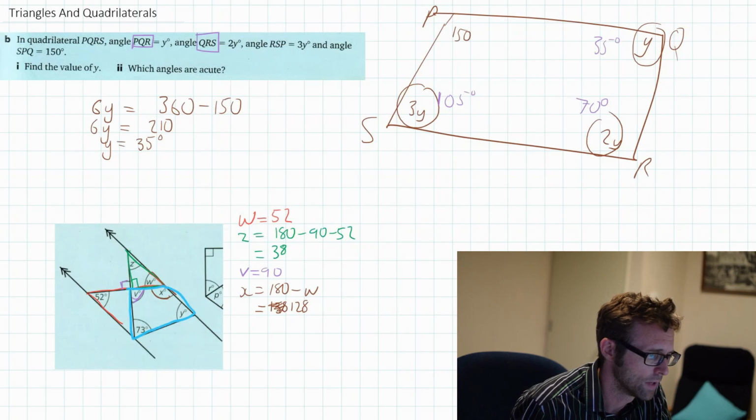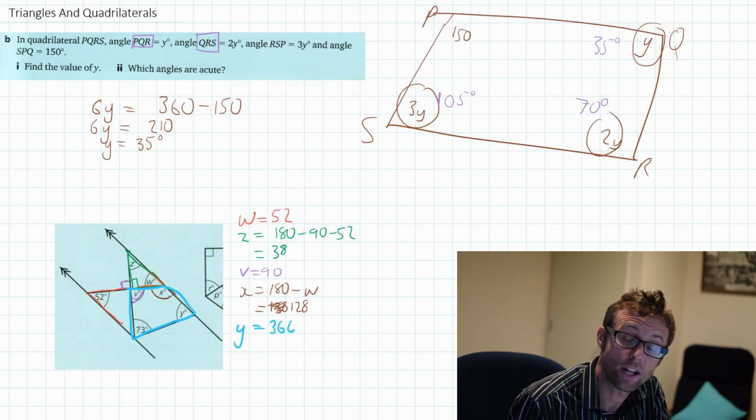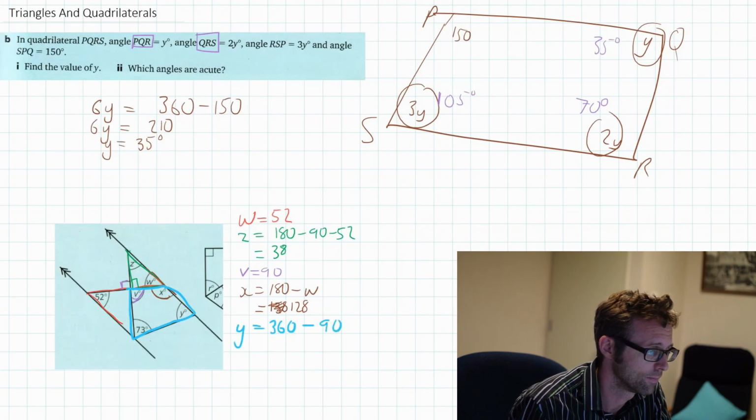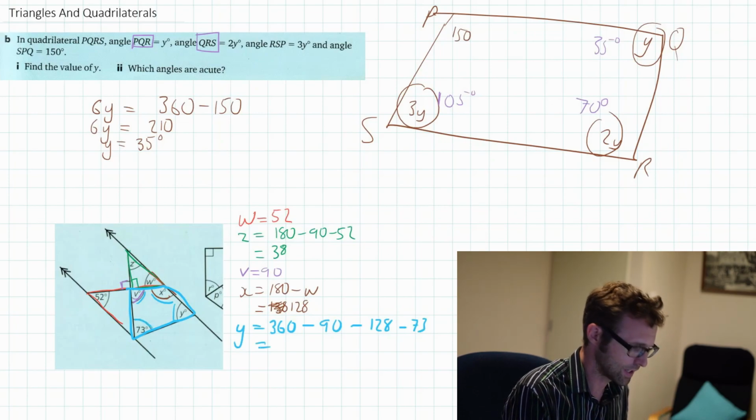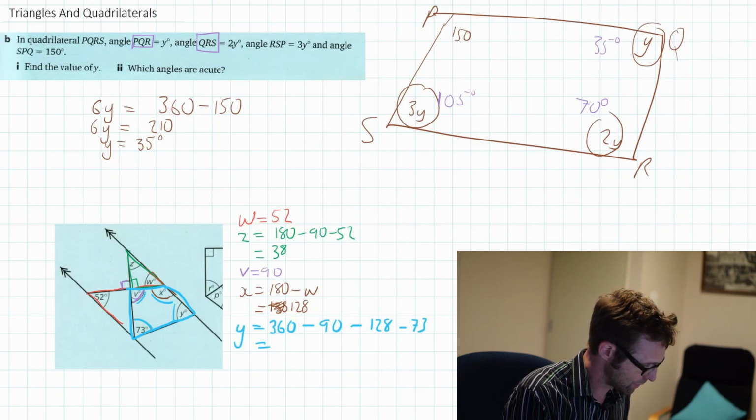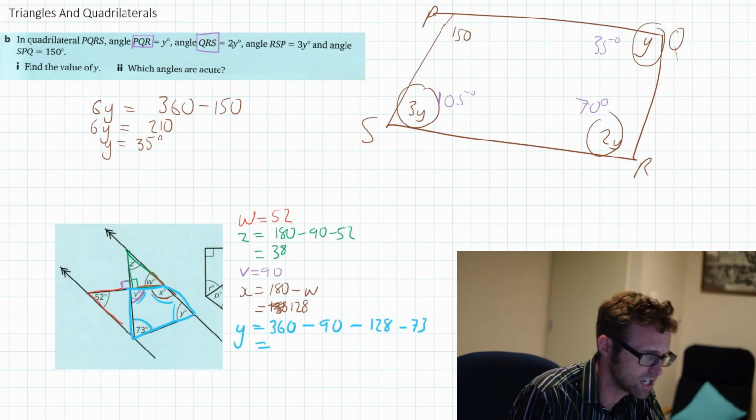Okay, last step in this is we are going to have a look at this quadrilateral here to get y. So y is going to be equal to 360, because angles in the quadrilateral add to 360, and we're going to subtract all our other angles. Subtract 90, which is V. Subtract x, which is 128, and then subtract the other angle, which we found to be 73, which is this one here. We're trying to find y. Okay, now when I do that, I get 360 minus 90 minus 128 minus 73. I'm getting 69 degrees as my answer.